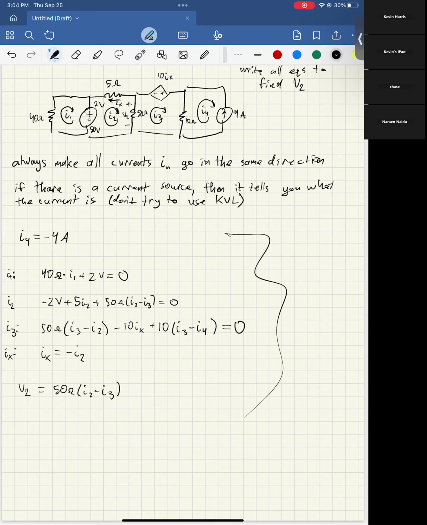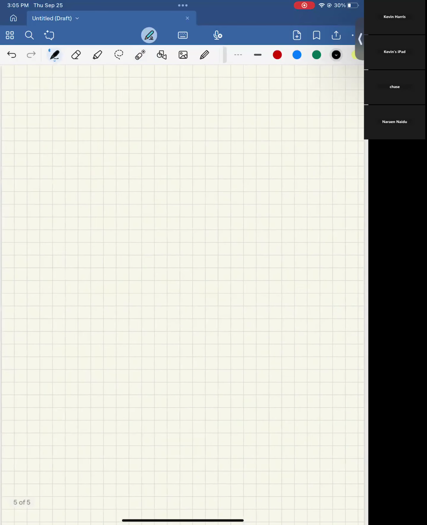So that's kind of how you approach these questions. Okay. And I'll do one more, just kind of the same thing, node voltage or mesh current. Yeah. And this one has more of those resistors in the middle, and that'll be a good example.